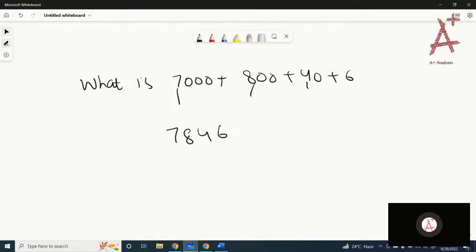So together they make a number that is 7,846. Got it? When you add them, they make the same number, but you don't need to add them. It is actually showing you the place values of every digit in a number. Got it? Okay, good.